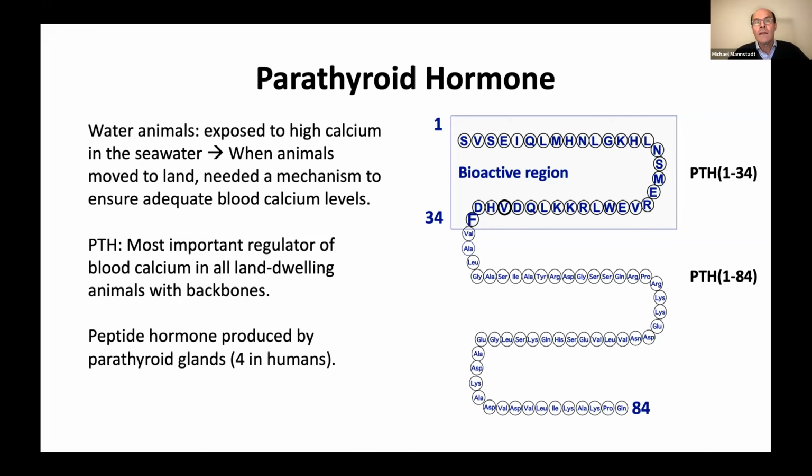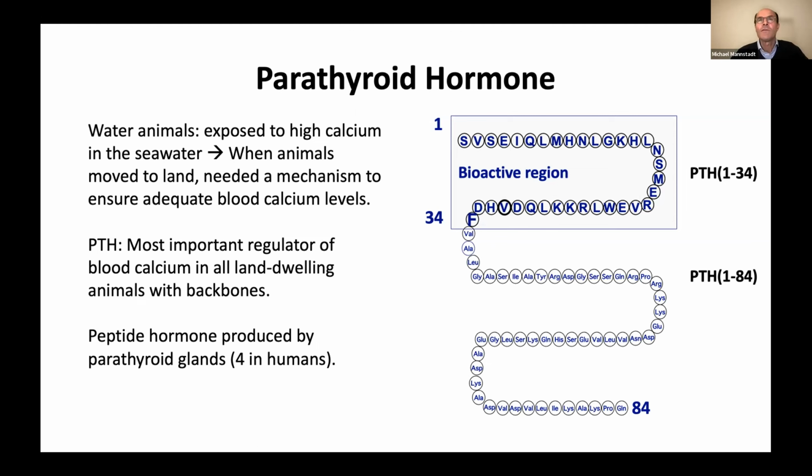And so when water animals, fish, take care of their calcium metabolism, they have an easy life because they're exposed to high calcium all the time in the ocean and in the seawater. And so they didn't need special glands to take care of the calcium homeostasis.